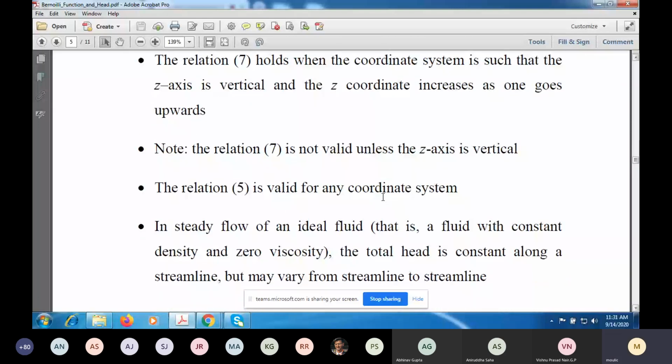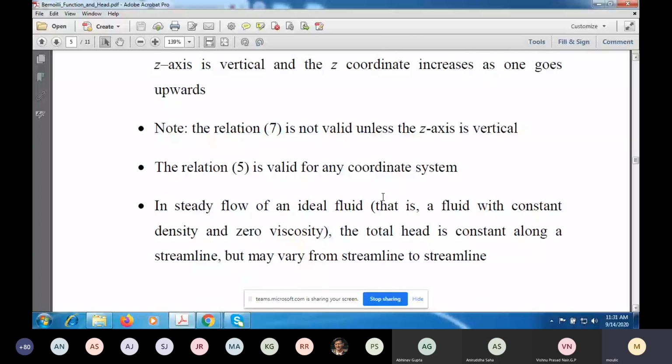Now, if you consider a steady flow of an ideal fluid, then the total head will be constant along a streamline. But if the flow is rotational, the value of this constant will vary from streamline to streamline. Now, you know what an ideal fluid is. You must have studied ideal fluid flow in your second year, but that was 2 years ago. So I've written here in brackets what it means.